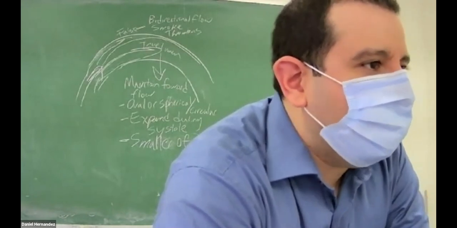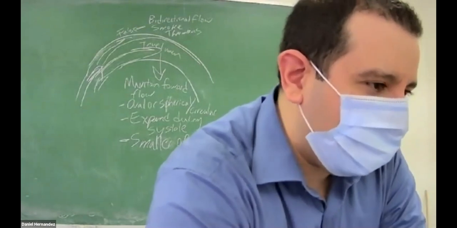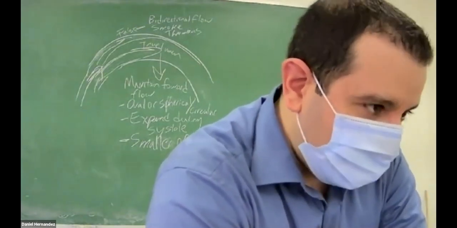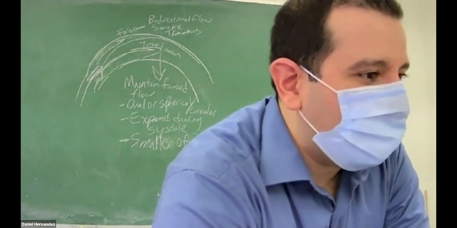You guys also know that valvular disease of the right side of the heart, like the pulmonic and tricuspid, is usually congenital in nature. That's usually a result of congenital heart disease.